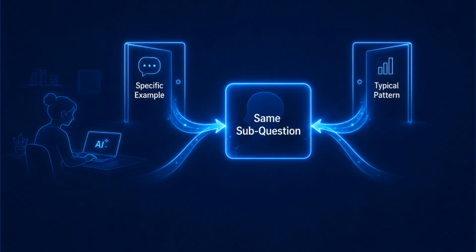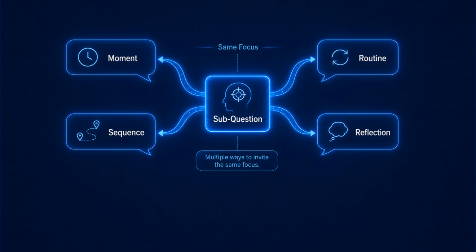Now the interview has more than one way to enter the same sub-question. One question invites a specific example. Another invites a typical pattern. Both serve the same planning purpose. This is important. One sub-question usually becomes more than one interview question. The sub-question gives the focus. The interview questions create different ways for the participant to describe that focus.